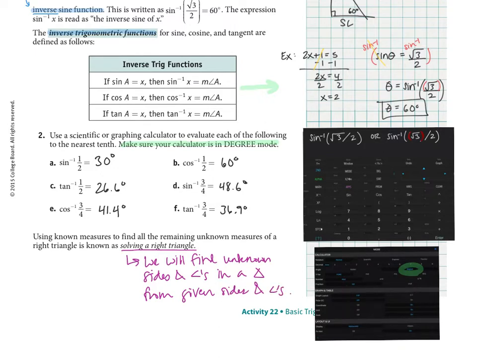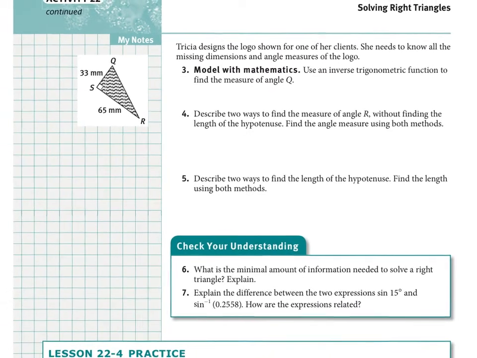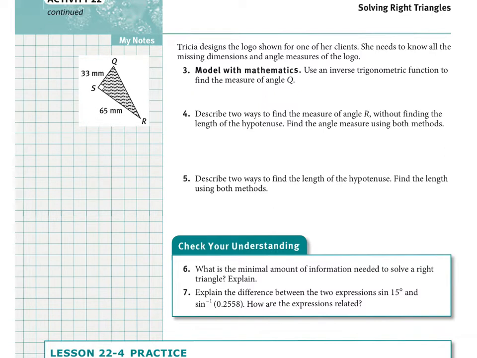All right, cool. Let's go on to the next page, 315, and start to put all of this together, our inverse trig functions as well as what we've learned previously. We are going to zoom in on numbers 3, 4, and 5, and use the picture over in the margin. So we have Trisha. Trisha designs the logo shown for one of her clients. She needs to know all the missing dimensions and angle measures of the logo. We can see in this picture that we are missing the length of QR, and we are also missing angle Q and angle R. We are given QS, RS, and the 90-degree angle.